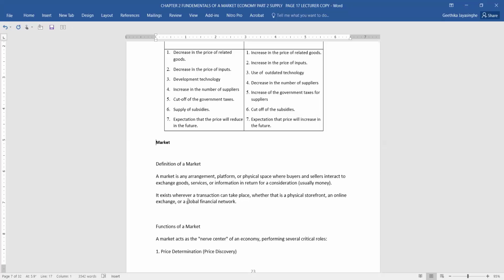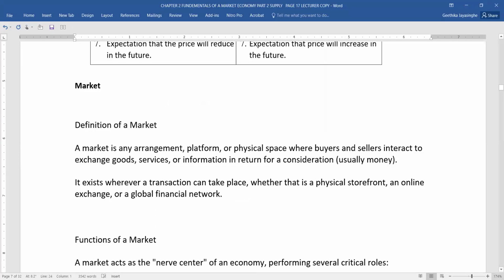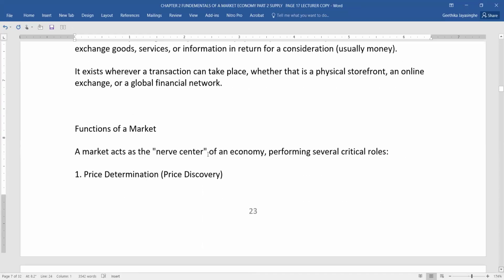So it's online. Later in the future, many services can be performed by artificial intelligence, but something like counseling cannot be done like that. You have to talk to the person, because people are different from one to another. They're all unique situations. So now it's a global financial network. Market is therefore a very broad idea. So let me explain the functions of the market.